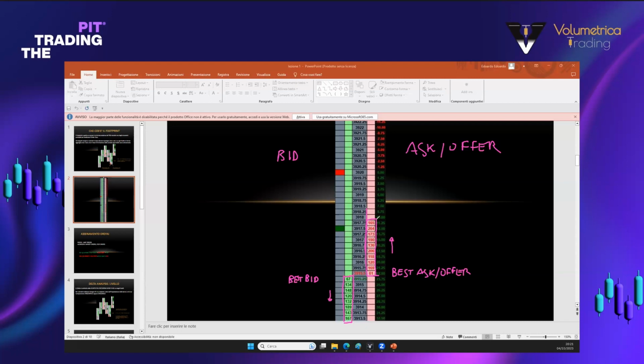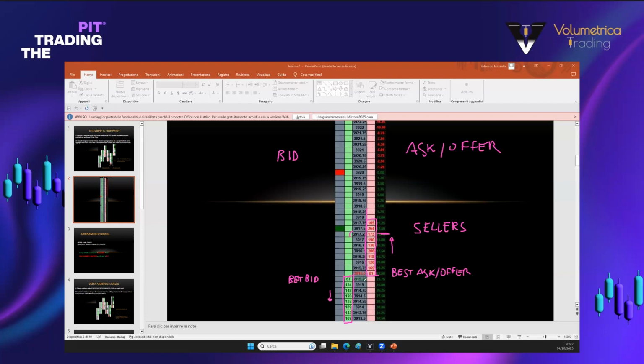Okay, so what do these numbers represent? Those are sellers on the ask side, waiting to sell at a higher price compared to the one the market is currently trading. So what kind of order would they use? They want to sell at a more favorable price. So of course they can't have an immediate execution. They will have to place a pending order requesting that price.